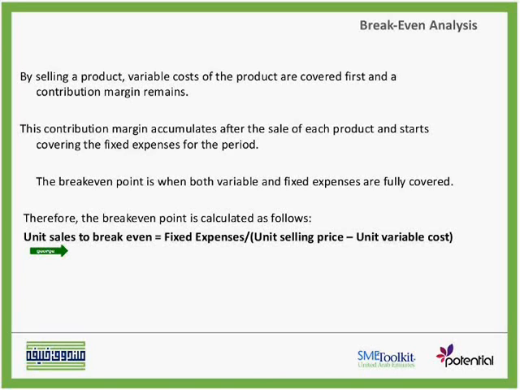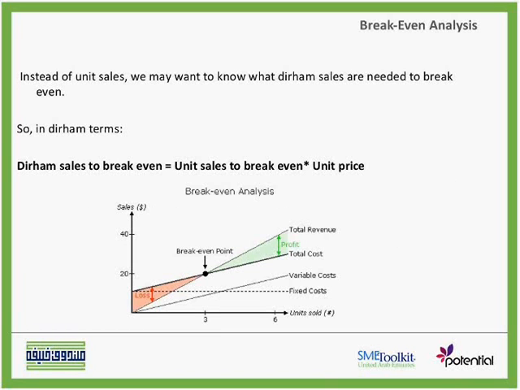So instead of unit sales, we may want to know what dirham sales are needed to break even. So how much we need to sell in terms of money to break even. All we have to do at that point is take the unit sales to break even we calculated, and we know the unit price. By multiplying the unit sales to break even by the unit price, we get the dirham sales, how much we need to sell in order to break even.